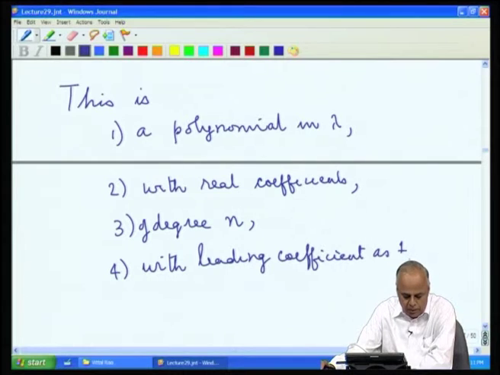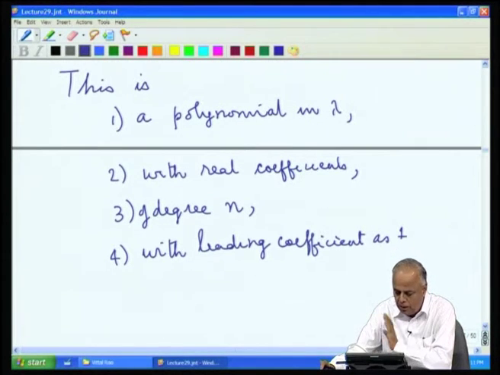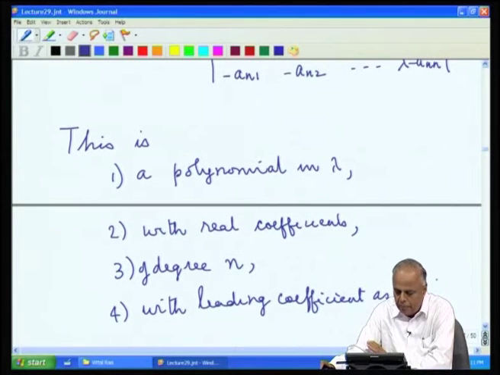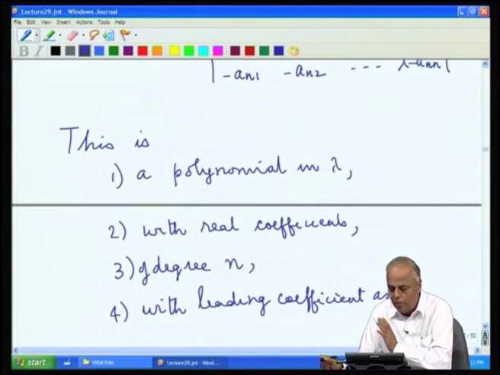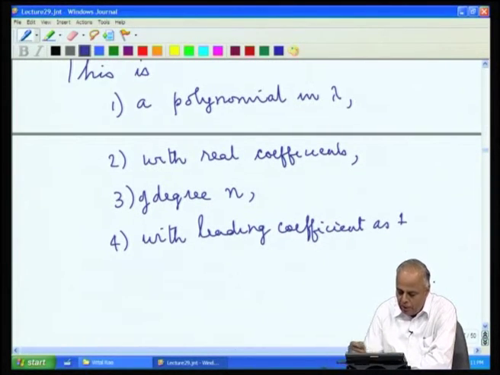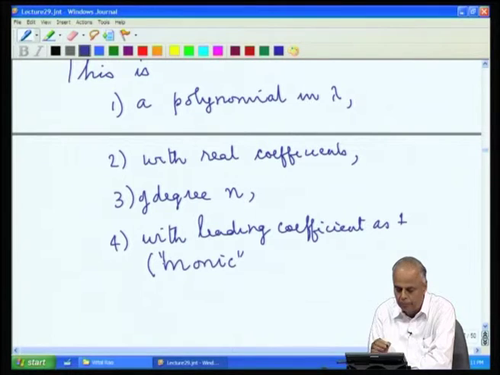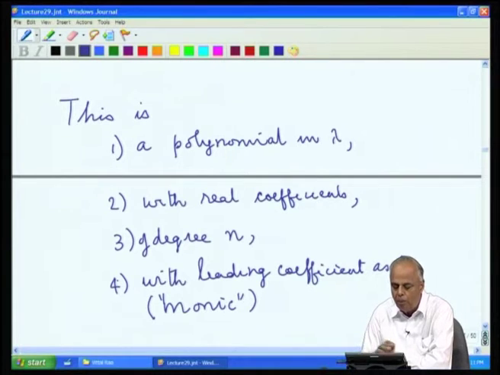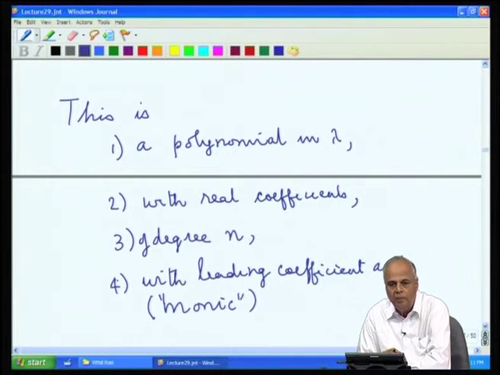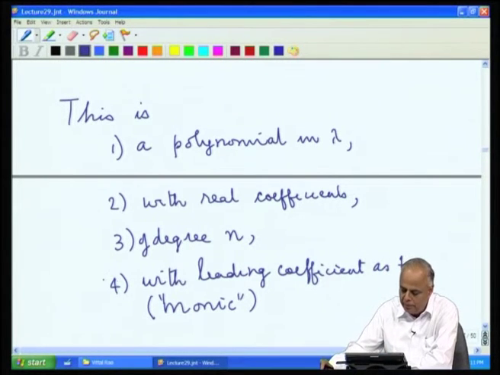So, we have four important properties of the determinant of lambda I minus A. It is a polynomial with real coefficients, of degree n, and the leading coefficient is 1. Whenever the leading coefficient is 1, we call it a monic polynomial. Thus this d lambda is a monic polynomial of degree n with real coefficients. This is called the characteristic polynomial of the matrix A.